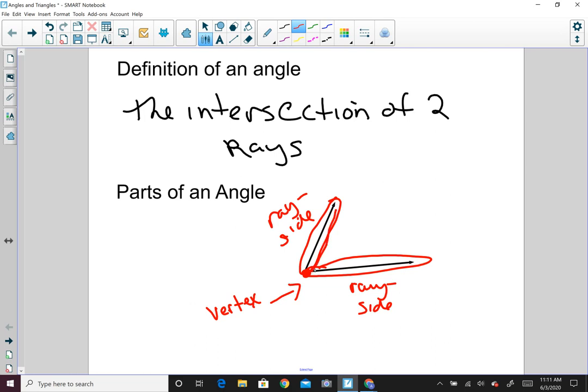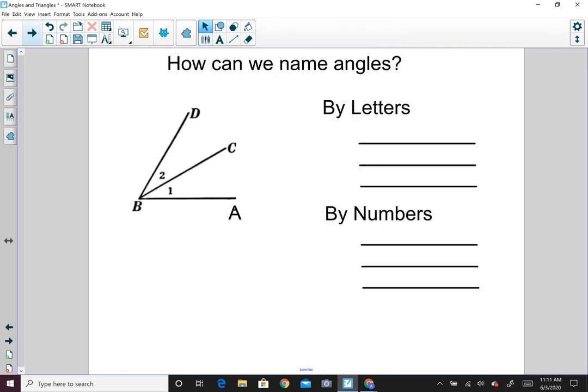It forms this nice opening here. The opening is the angle itself. So let's take a look about how we would name angles in a picture. So there's by letters or by numbers. So let's start with the by letters. With the letters, you start on the top of a ray and you work your way around. So we started at D, we went to B, and then we went to C. So we have angle, we use our symbol for angle, D, B, C.